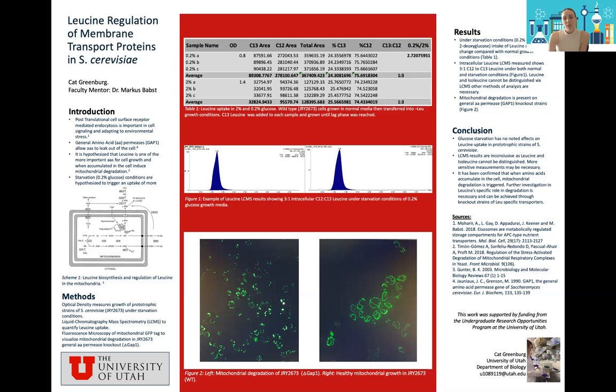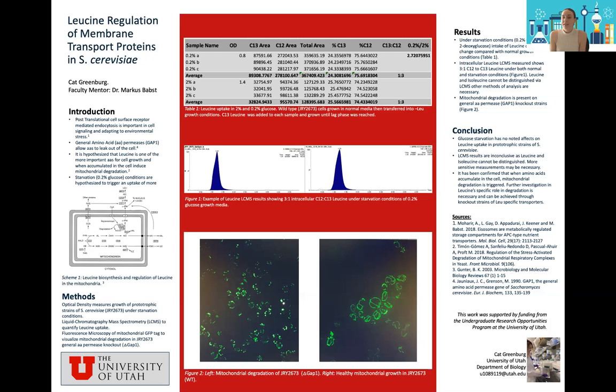That data was acquired through liquid chromatography mass spectrometry, which is the graphs shown in the center. And when doing this, we found that we were able to quantify the amount of leucine present, but we are not able to distinguish between leucine and isoleucine, which have the same molecular mass as they are isomers of one another.